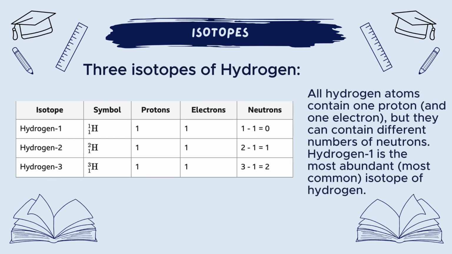The three types of hydrogen. All hydrogen atoms contain one proton and one electron, but they can contain different numbers of neutrons. Hydrogen-1 is the most abundant, which means the most common, isotope of hydrogen. As you can see on the screen, hydrogen-1 has one proton and one electron, so 0 neutrons. Hydrogen-2 has one proton, one electron and one neutron.